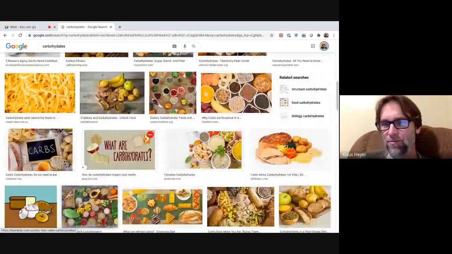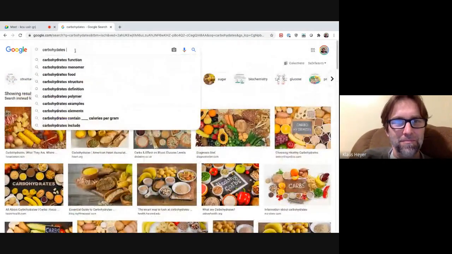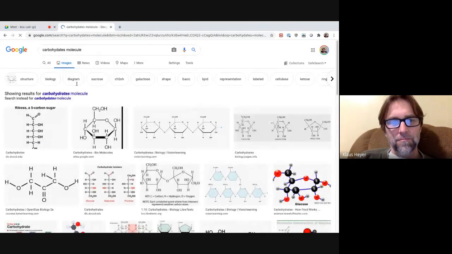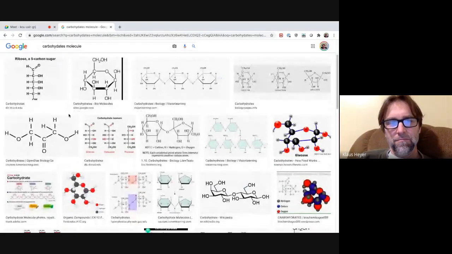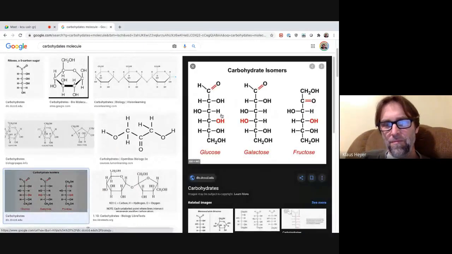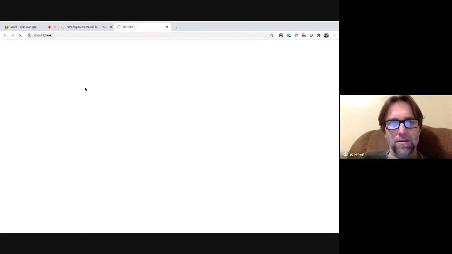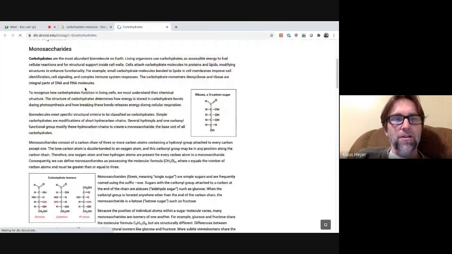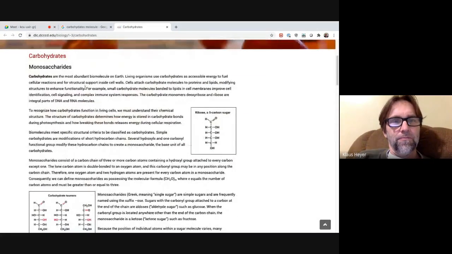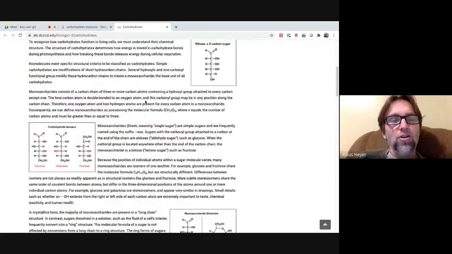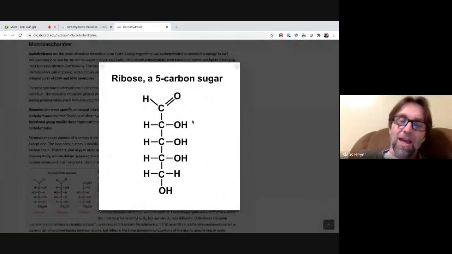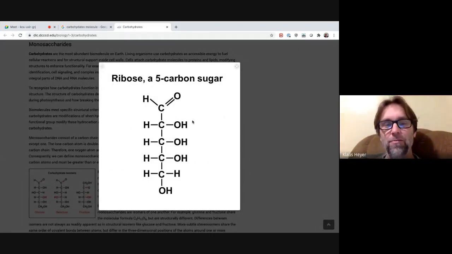I was looking for the molecule. I guess I got to type it in. Let's look at this one. All right, so, look at this. This page just tells you everything. Carbohydrates, we'll look at this one. So let's look at this molecule.